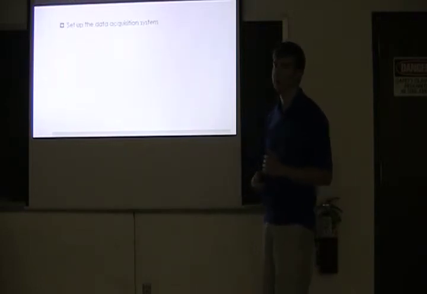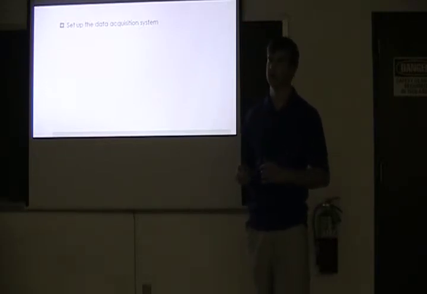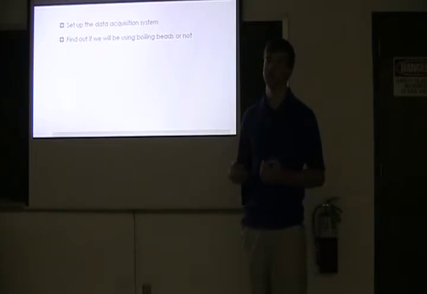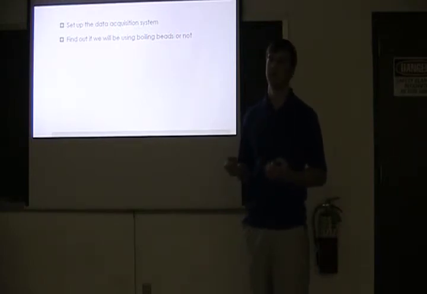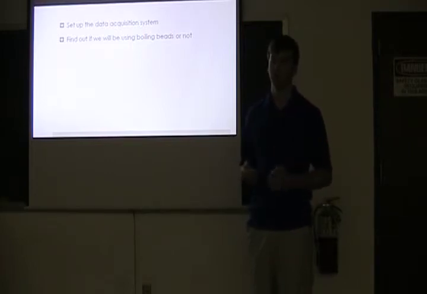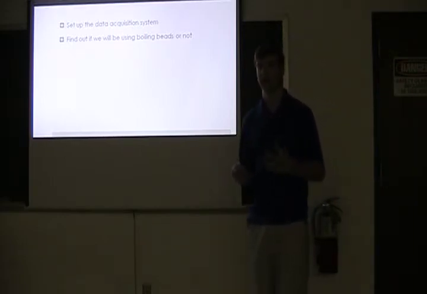For the procedure, you've got to make sure that the computer is operating the data acquisition system. We need to find out from Solomon or Mark if we're going to be using the boiling beads. Those are used to prevent flash boiling, which is very dangerous and can cause damage to the equipment, can ruin the experiment, and can also burn the people around it very badly. They provide nucleation sites for the water to boil, so it makes it a smoother boil, and you don't have that flash boiling effect.